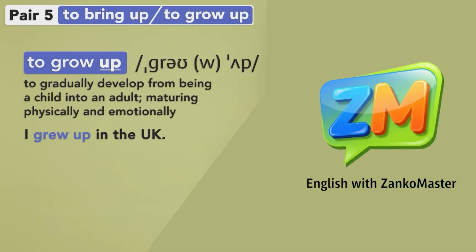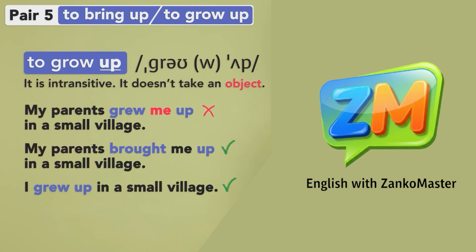grandparents. To grow up means to gradually develop from being a child into an adult, maturing physically and emotionally. An example, I grew up in the UK. To grow up is intransitive, meaning it doesn't take an object. We don't say, my parents grew me up in a small village. Instead, we'd say, my parents brought me up, or I grew up.